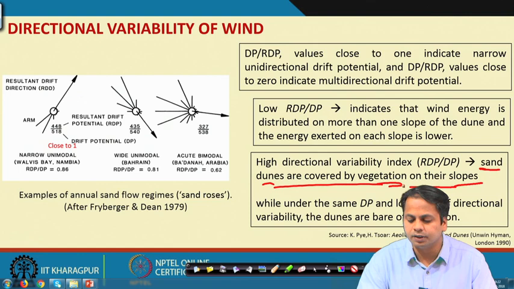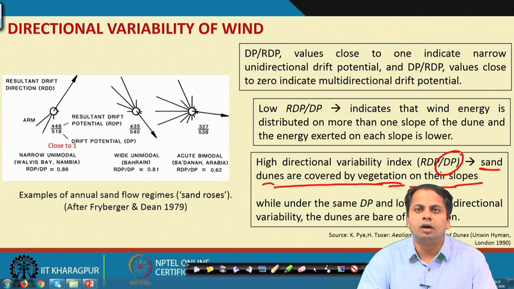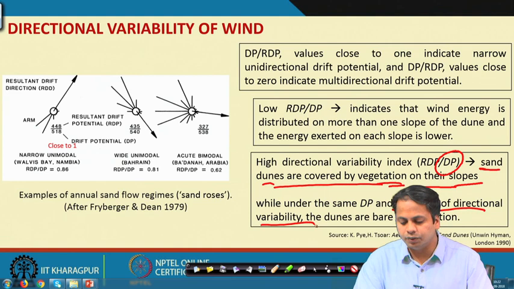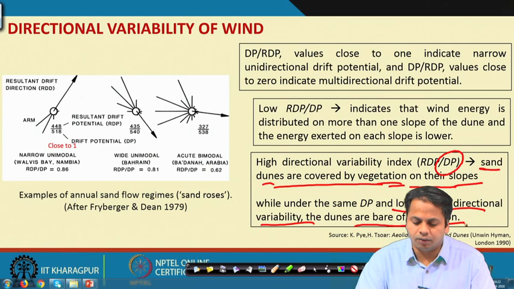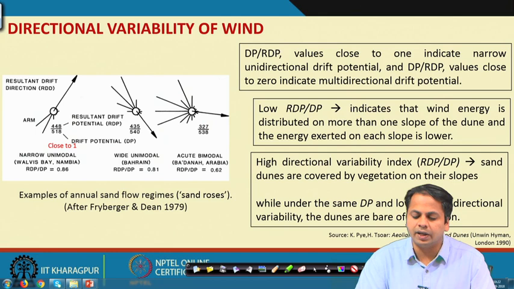If the drift potential is the same, meaning the quantity of sand drift summed over all directions remains the same, and we still get a low directional variability, then it indicates the dunes are bare of vegetation, with minimal vegetation on the surface. So using this technique, we can find out the directional variability of sand drift, and we can decide the current nature of the soil surface over that region.